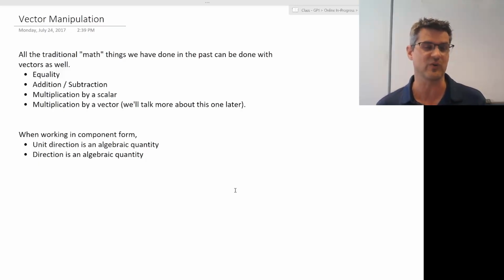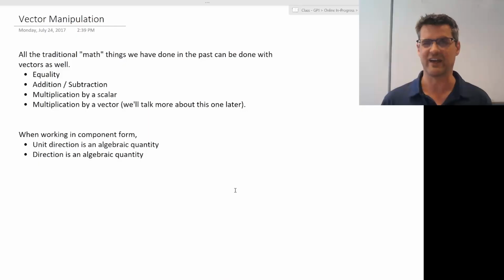Eventually we're going to be creating equations, which means that there's a vector on the right side of the equal sign and there's a vector on the left side of the equal sign. Those two vectors have to be the same. So what does it mean to have two vectors that are the same? How could I change and alter vectors without changing any of the physics of the problem?